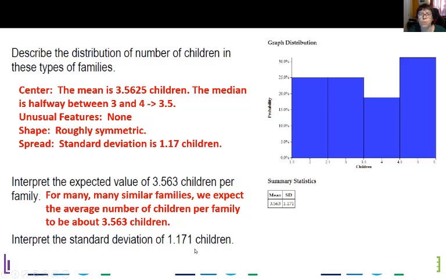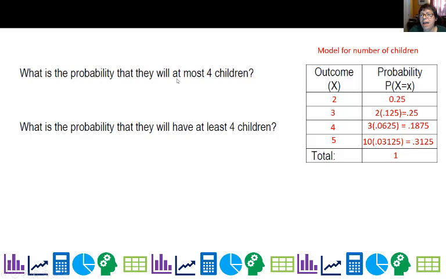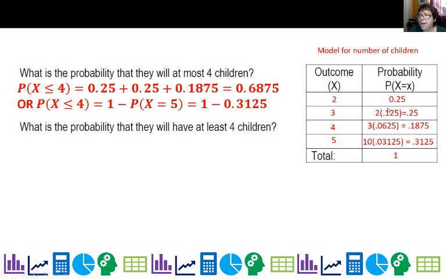For many, many similar families, we expect the family size to vary by about 1.17 children from the mean of 3.563 children. Okay. What is the probability they will have, pretend there's at most 4 children? Well, at most 4 means it would be the 2, the 3, and the 4 children count. So I would just add up these values. Or I could say, hey, wait a second, only one of these families doesn't count. I can subtract that number from 1, and I will get it correct.